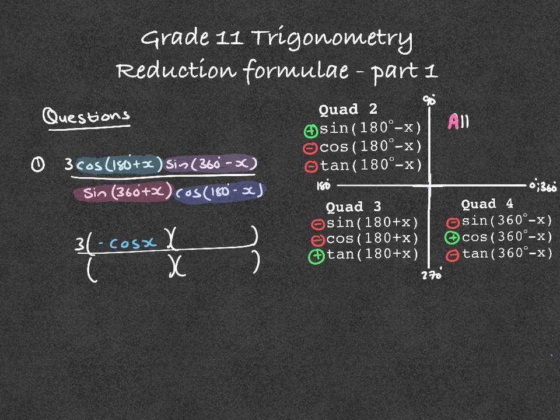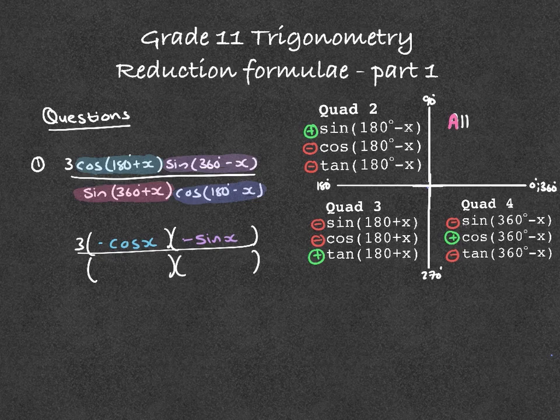All right. Then sine 360 minus x. Which quadrant am I finding myself in? Quadrant 4. Is sine positive in quadrant 4? No, cos has got a positive ratio. Sine's got a negative ratio. So that is minus sine x.